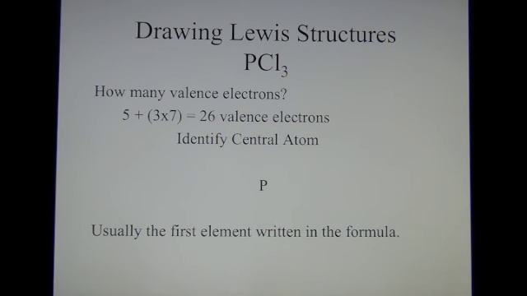The next thing we have to do is identify how many valence electrons we're working with. In this case there are 26. How was that number derived? Well, phosphorus is in group 5A, so this means that it has 5 valence electrons. Chlorine is a halogen. It's in group 7A, so each chlorine has a valence of 7. So since we have 3 chlorines, that would be a total of 21 electrons, 7 times 3, plus the 5 from the phosphorus gives us the 26 total. So far we have identified the central atom, and we have counted the valence, which in this case is 26.